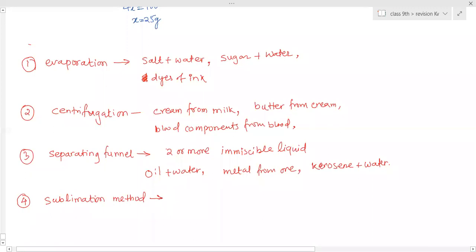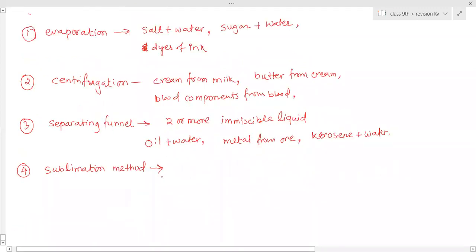Sublimation method. Iodine from salt, camphor from salt. What is the principle of sublimation? Ma'am, the solid turns into gas. If a mixture consists of one sublimable substance. So what are sublimable substances? Substances that directly get converted from solid to gaseous or vice versa undergo sublimation.